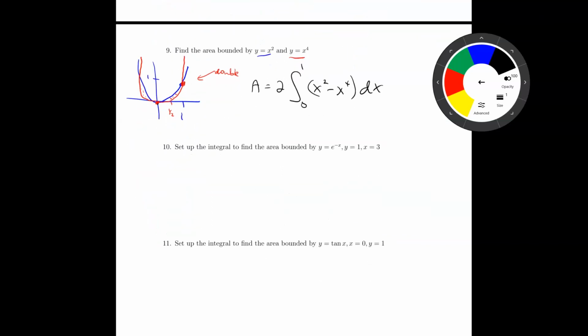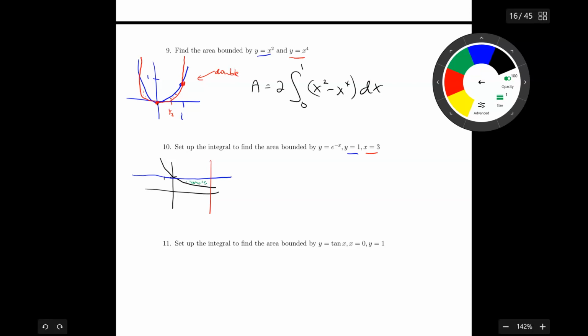All right, so let's look at e to the negative x, which looks like this, crosses at 1. Then I've got the line y equal 1, which comes across looking like this. And then I've got the graph of x equal 3 here. So be really careful that you're looking to find out where the area bounded is, and that's in here.